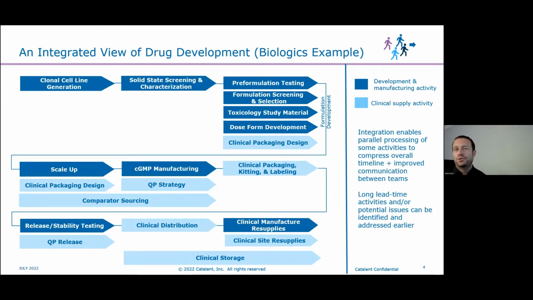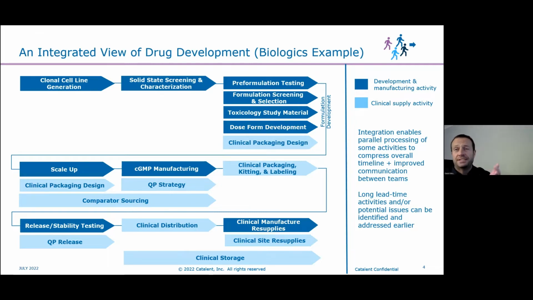So as you move through the entire life cycle of the program, you'll see that activities such as comparator sourcing, storage and distribution setup can all happen more in parallel, so that once material is manufactured and released and delivered to your clinical site for packaging the finished kit, it can move straight into production, accelerating your timelines.